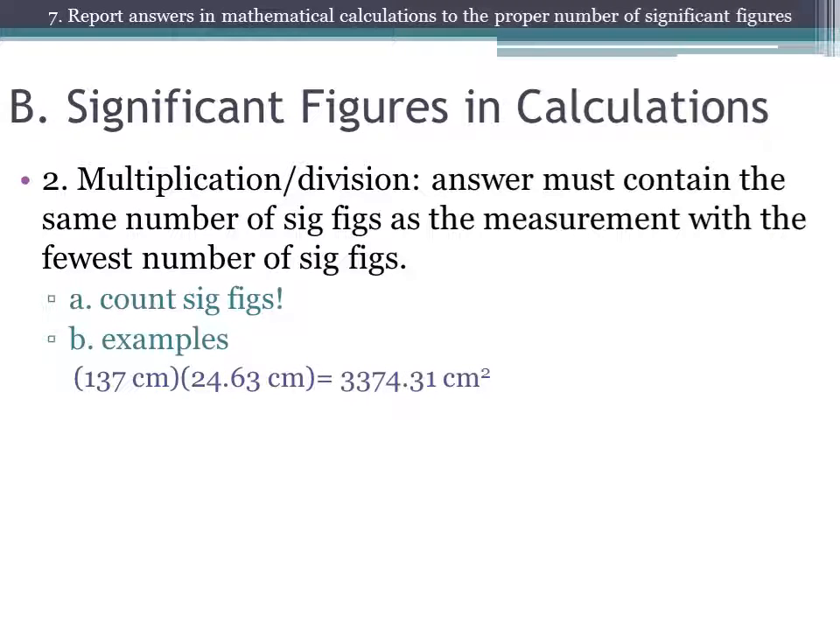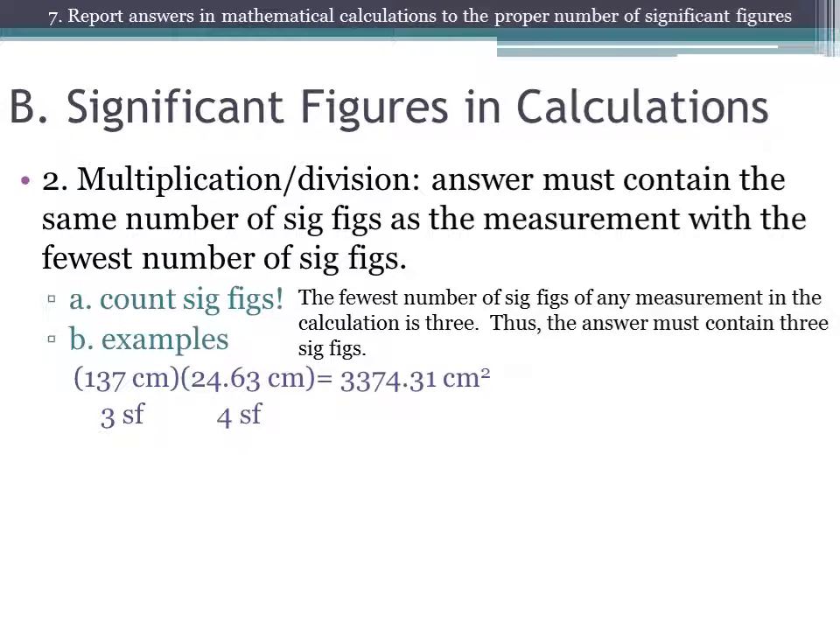If we take 137 centimeters times 24.63 centimeters, our calculator will tell us 3,374.31, and that would be centimeters squared because it's centimeters times centimeters. However, our measurements, 137 centimeters is 3 sig figs, 24.63 centimeters, 4 sig figs. Our answer has to contain the fewest number of sig figs. In this case, that's 3. That's the fewest number of sig figs of any of the measurements. Now the question becomes, where do I round?